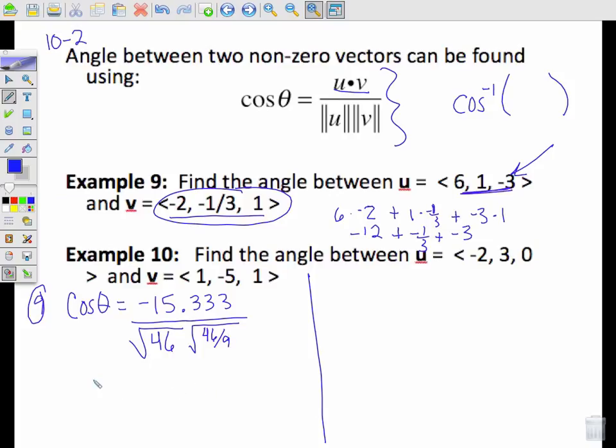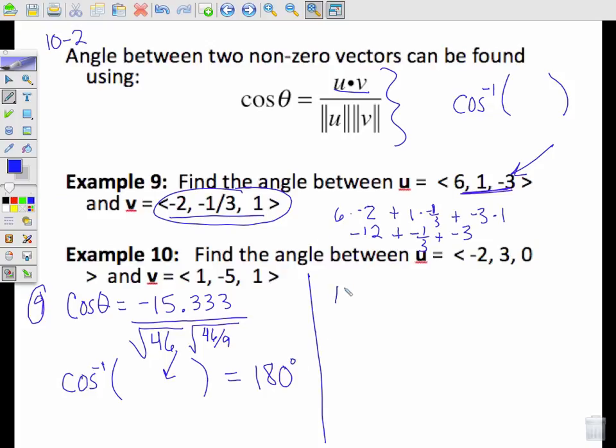So when you do the inverse cosine of all of this, then in degrees you get 180 degrees, and that's your answer. That's the angle between those two vectors. So let's try example 10 now.